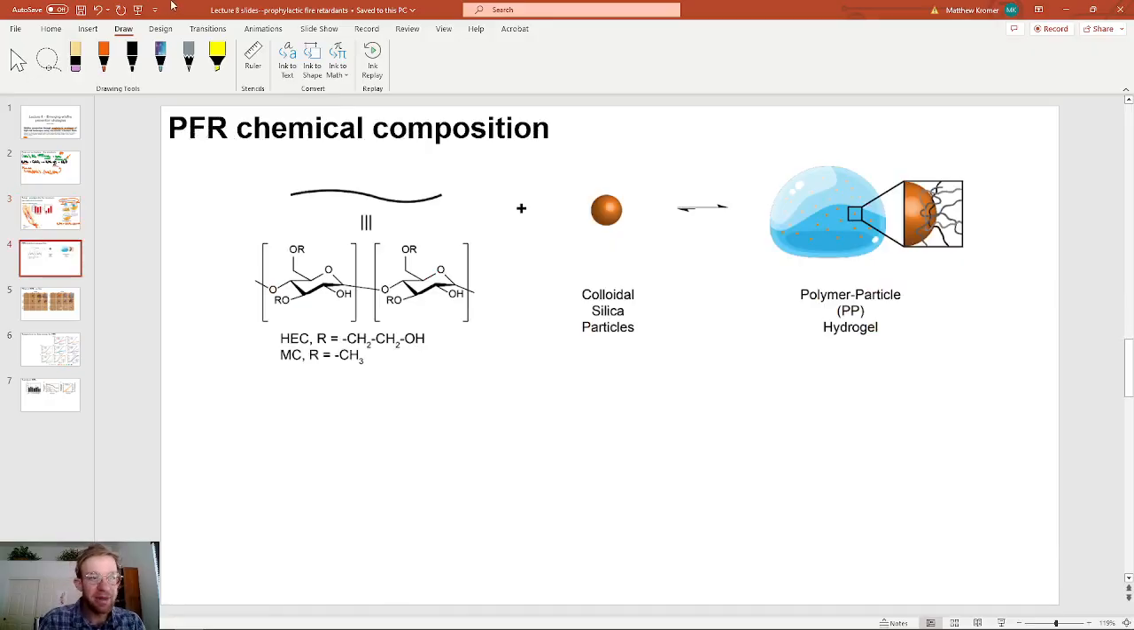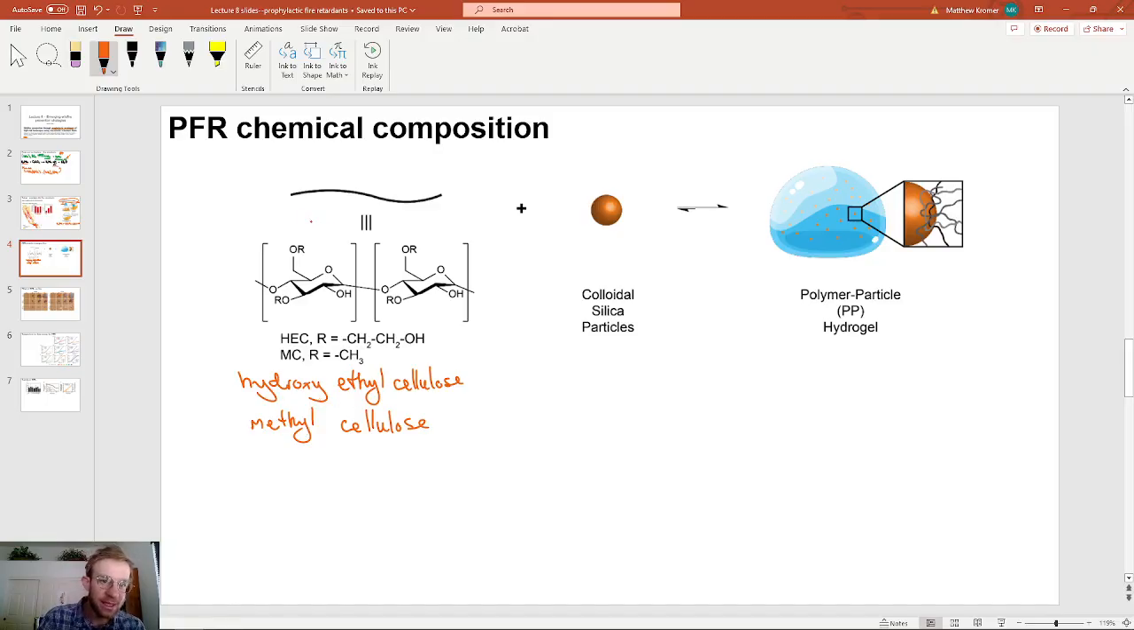So if we were just to jump straight into how these are made, the chemical composition of these viscoelastic fire retardants, or this viscoelastic material, is that it's composed of hydroxyethyl cellulose, or methyl cellulose. So these are just variations of cellulose. So the hydroxyethyl versus methyl is denoting what's on this oxygen here, this little R group, as we like to call it in organic chemistry.